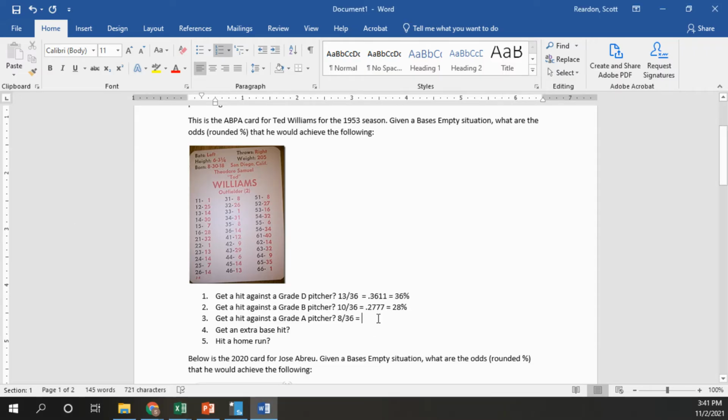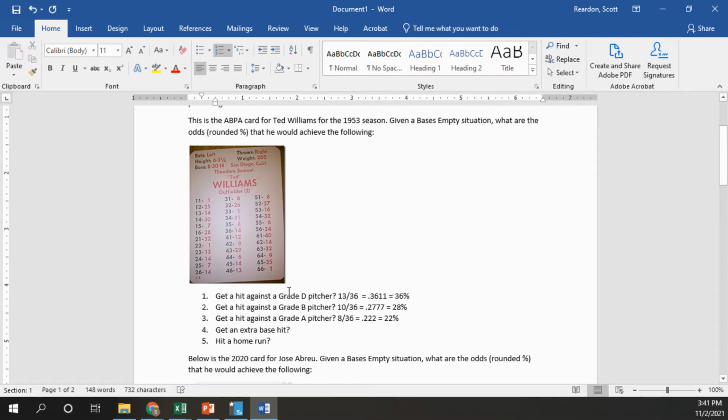0.2 repeating, or a 22% chance. All right. Now, his odds of getting an extra base hit will be the same against all of our different pitching grades, because neither an A pitcher nor a D pitcher can stop an extra base hit.